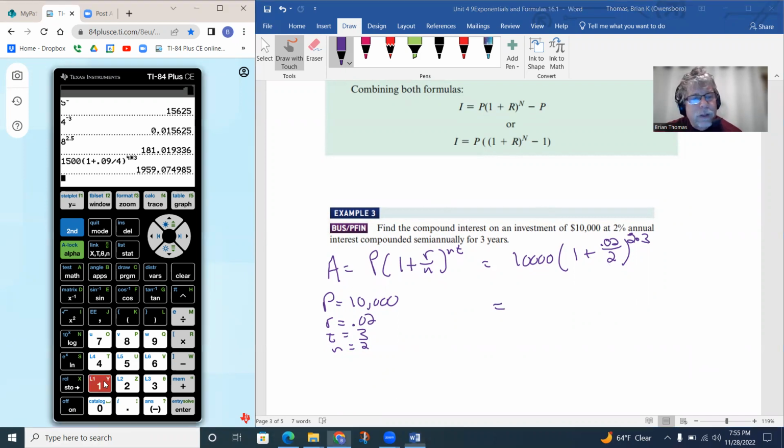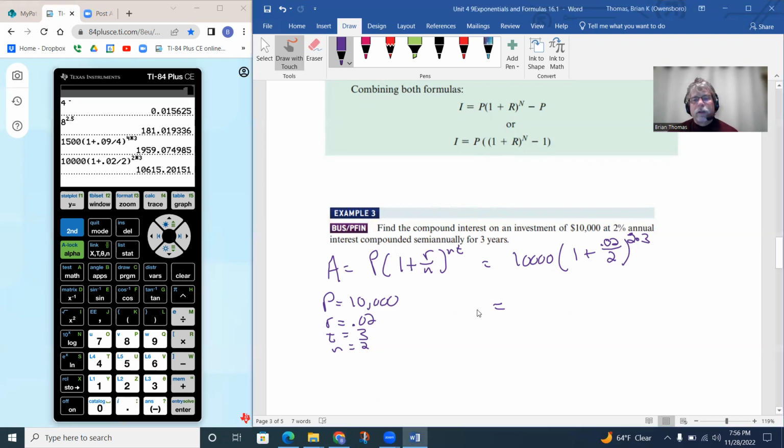if we have this 10,000, 4 zeros there, and then if we multiply that times 1 plus 0.02 divided by 2, and then to the NT, which would have been 2 times 3. That should be an exponent, though. Delete that all off. Raised to the 2 times 3. That'll tell us how much we made.